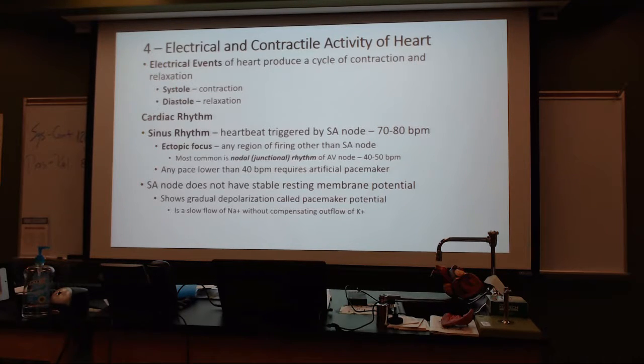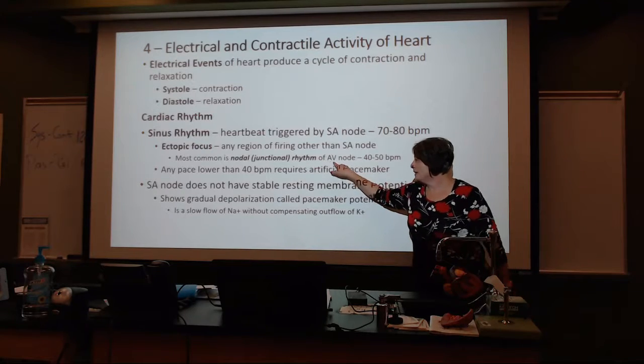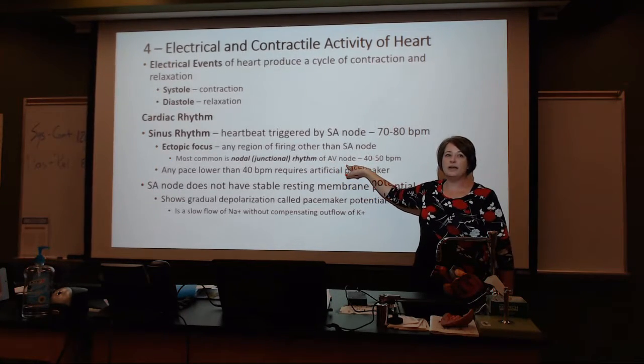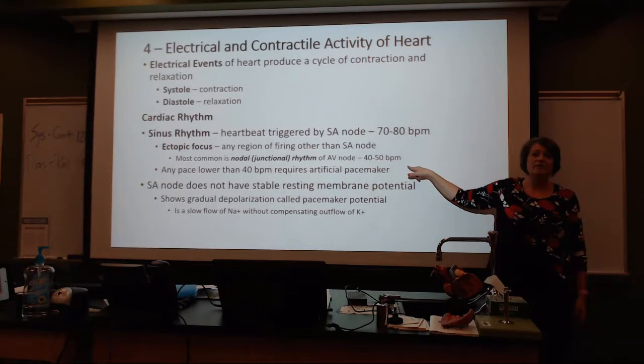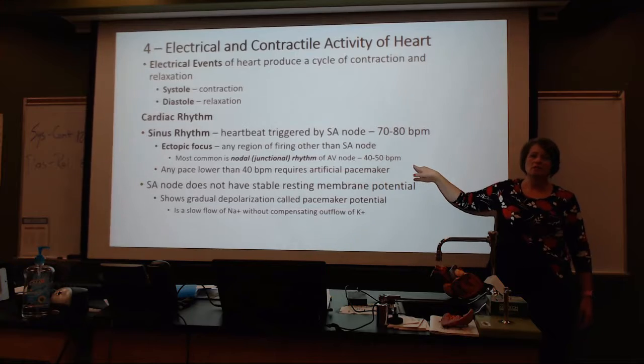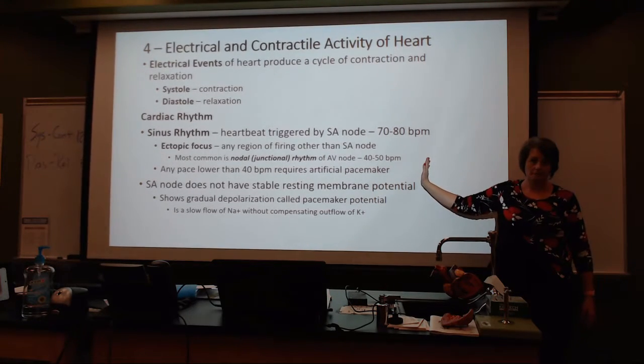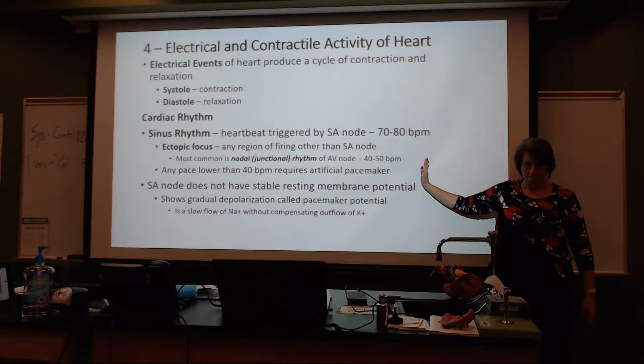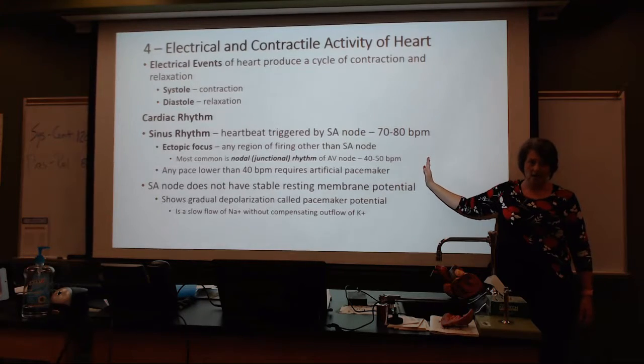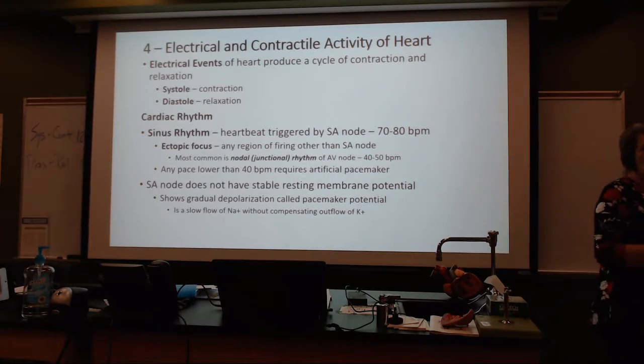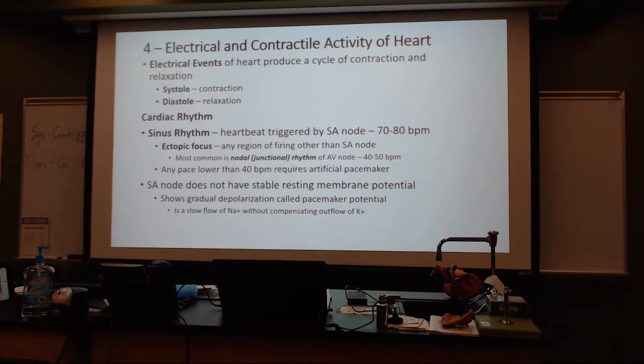But now here comes the problem. If it becomes dependent on the AV node to set the heart rate, we're down to 40 to 50 beats per minute. What have I now done to the blood flow in my body? Reduced the circulation. I have now decreased blood flow to the tissues of my body, and I have now affected movement of materials into those cells that are making up those tissues.